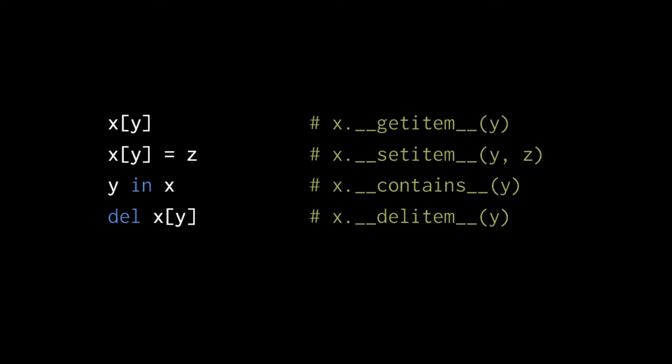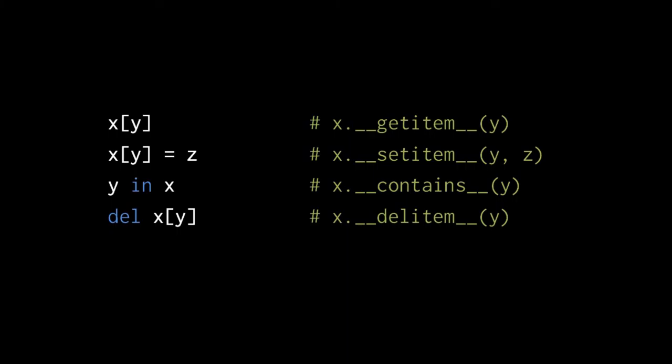Now, I mentioned that getItem, setItem, contains, and delItem are all operator methods, so here they are in operator form. The expression x subscript y is equivalent to x dot get item with an argument of y. And if you assign the value z to x subscript y, that is the same as x dot set item with the arguments y and z. And y in x, in is a reserved word operator, is equivalent to x dot contains y.